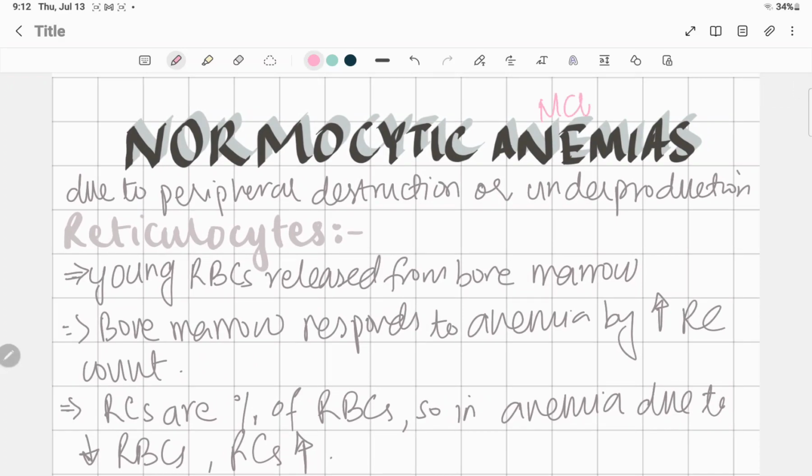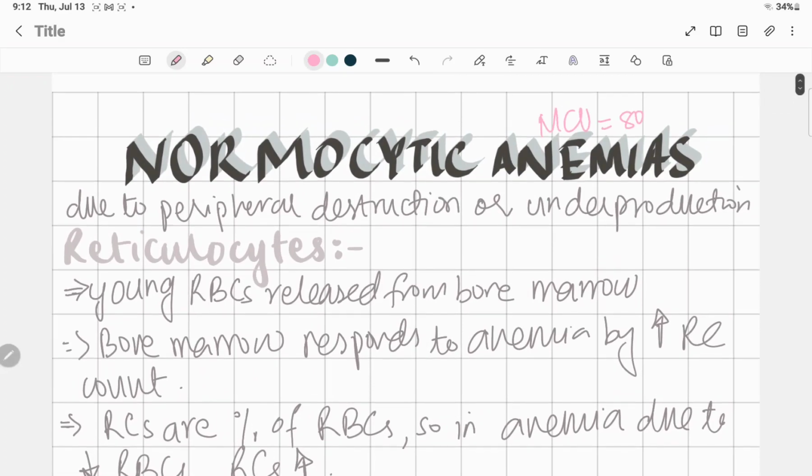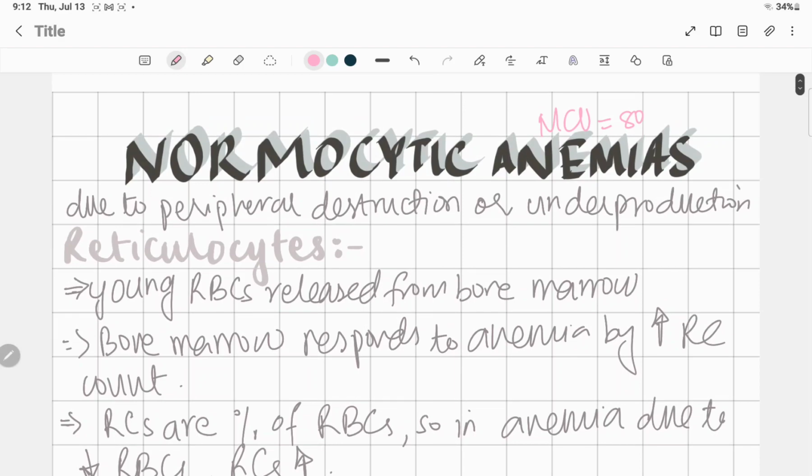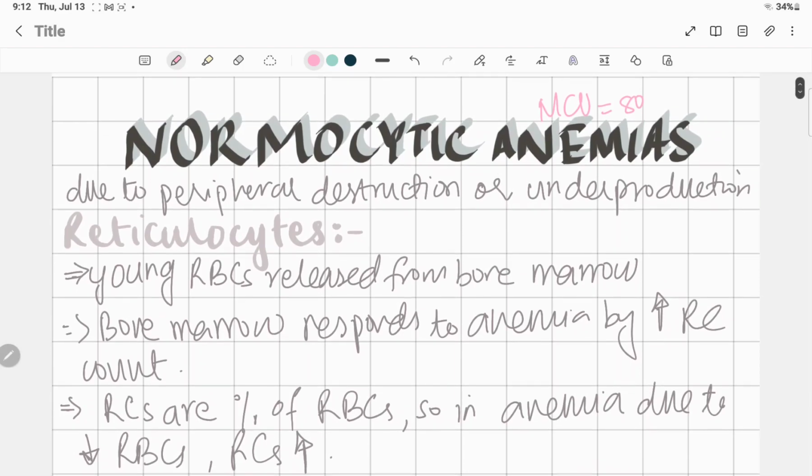your MCV is equal to 80. So the RBC cells are of normal size, right? Now this could be due to two reasons. Either it could be due to peripheral destruction, right? The cells are being destroyed either within the vessels, that's called intravascular, or in some other extravascular way in the spleen or liver. And it could be due to underproduction, because the bone marrow is not producing enough RBCs, right?